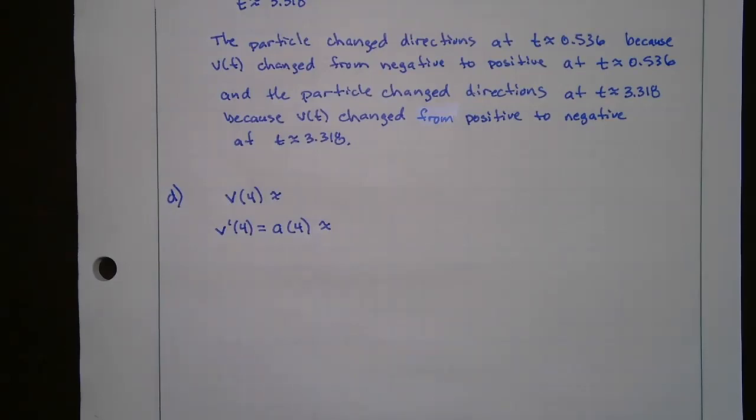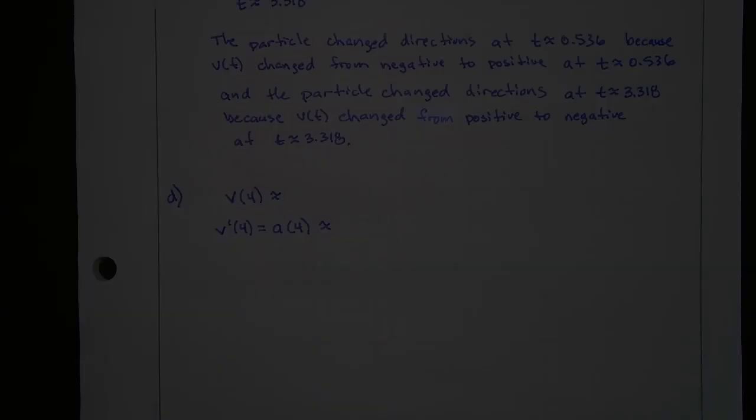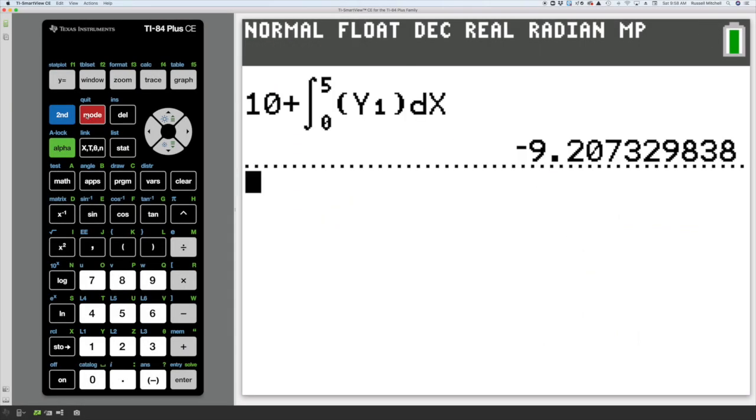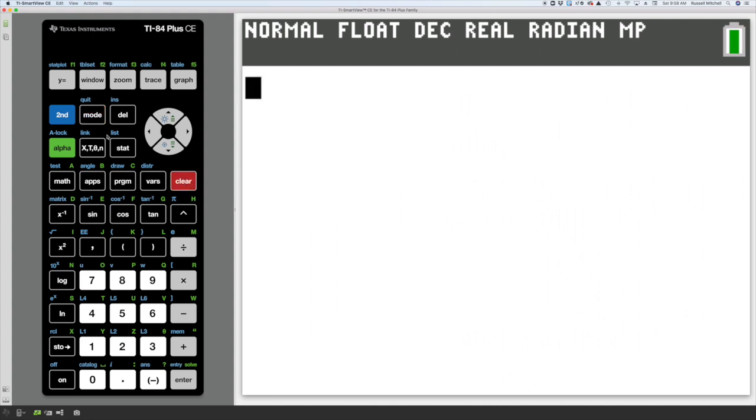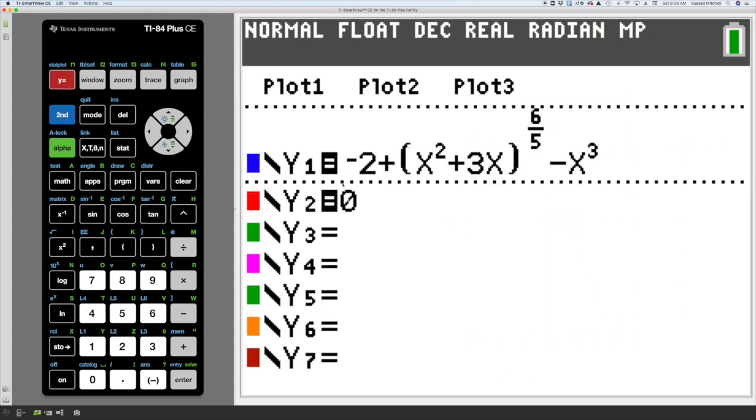All right, so let's go to that right now. Let's go to our calculator and put these in. So we're on our home screen now, okay? And I'm going to clear out what we have, okay? And then what I want to do is find the velocity at 4. Well, we have in our y equals the velocity function, that's y1.